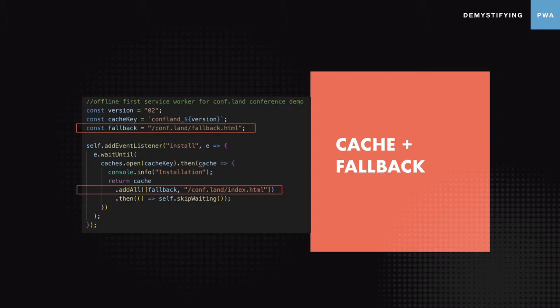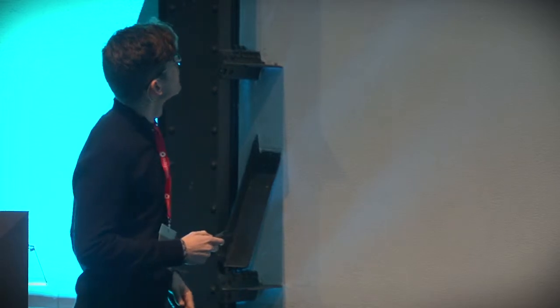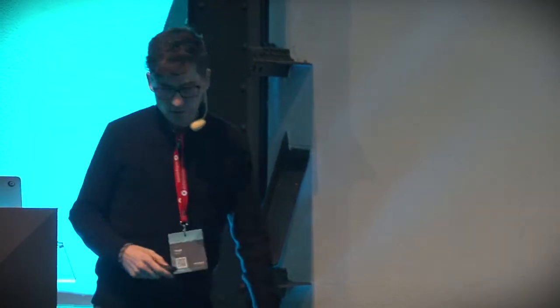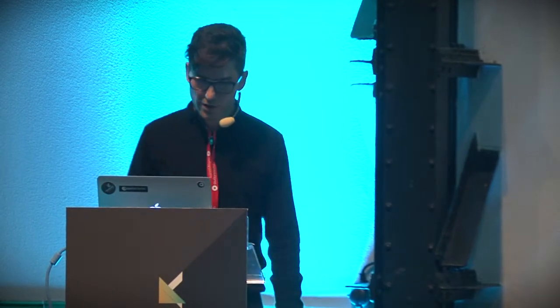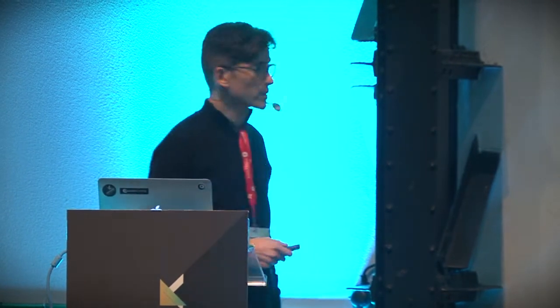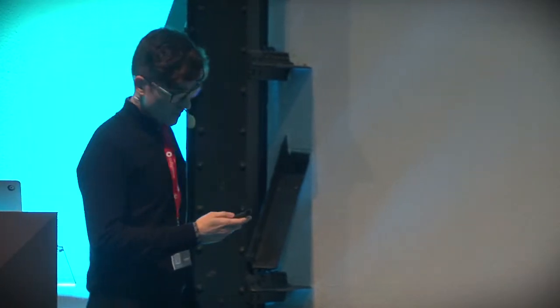This time the code doesn't fit on the screen, so I'm breaking this into pieces. So the first piece is the install, and now we have one more thing, which is the fallback page. And then on installation, as you can see, we are also adding the fallback page to the cache. This means that as soon as the service worker is installed, we will have two pages available offline, the index.html and also a fallback page that we can use in situations where the network is not available.